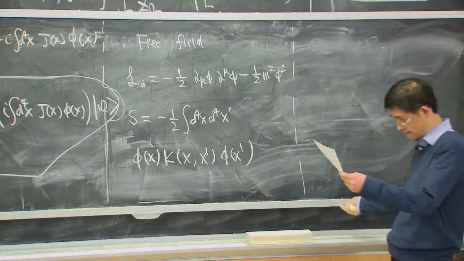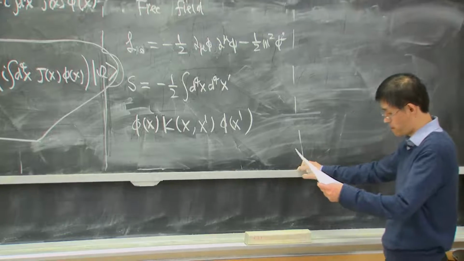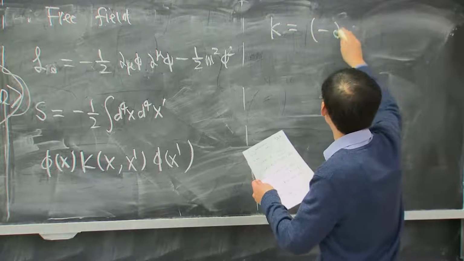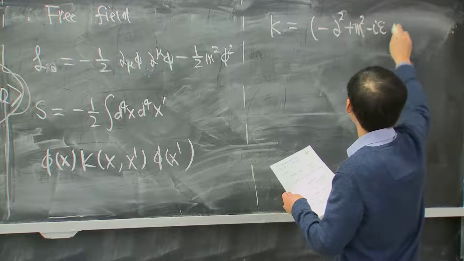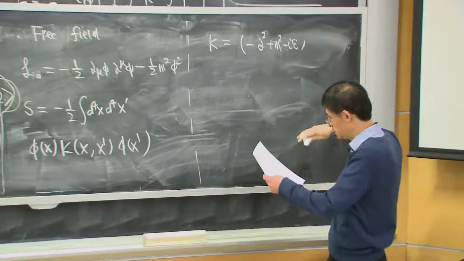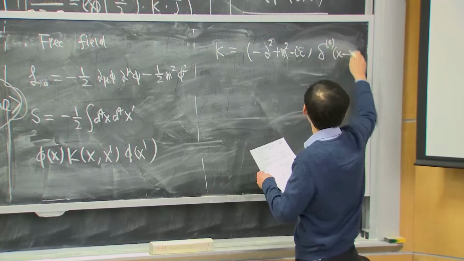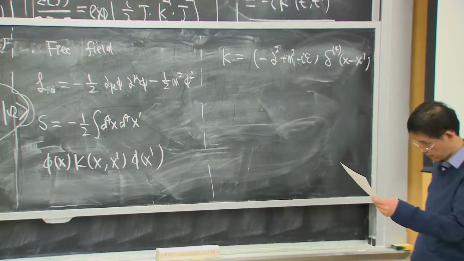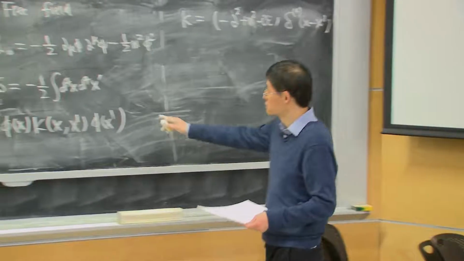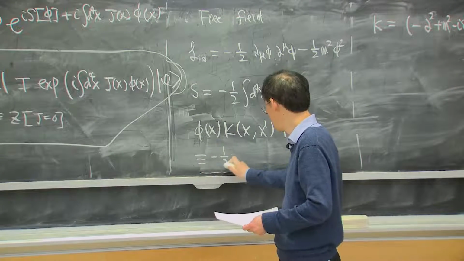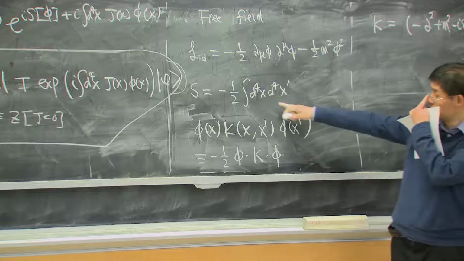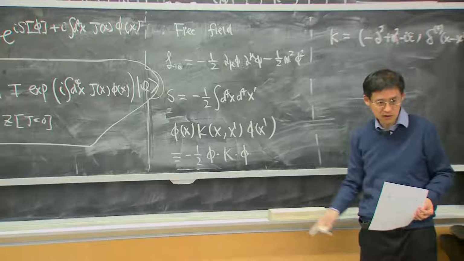Now K is given by the square plus m squared minus epsilon, times delta 4 of x minus x prime. Again, this epsilon comes from that thing. Good. So again, in the shorthand notation, we write it as minus 1/2 phi dot K dot phi. The only difference is that you change from integration over dt to integration over the full space-time. Everything else is the same.